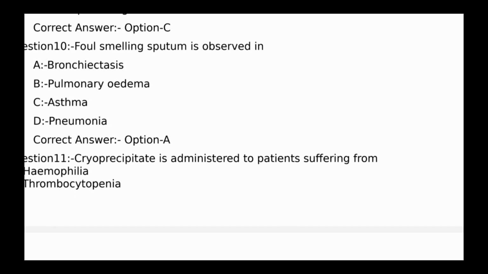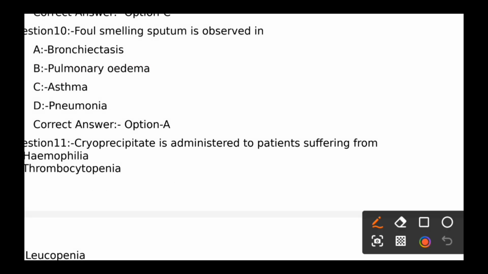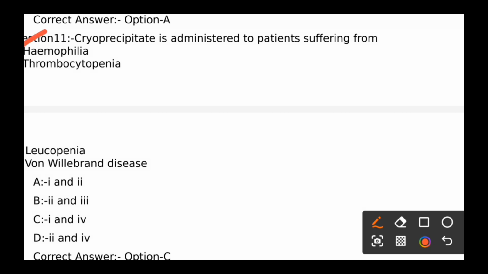Next question. Foul smelling sputum is observed in option A bronchiectasis, option B pulmonary edema, option C asthma, option D pneumonia. Next question. Cryoprecipitate is administered to the patient suffering from which of the following condition? Hemophilia, thrombocytopenia, leukopenia, von Willebrand's disease. The right answer is option A, hemophilia, and option D, von Willebrand's disease. Cryoprecipitate is administered to hemophilia and von Willebrand disease patients.